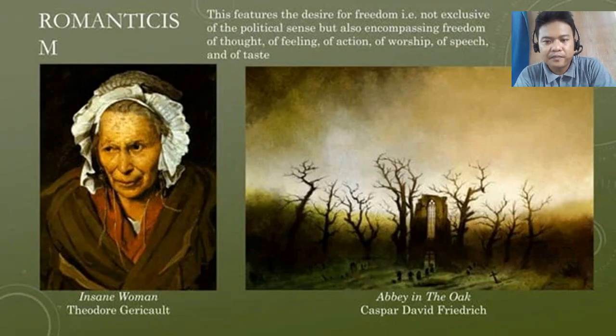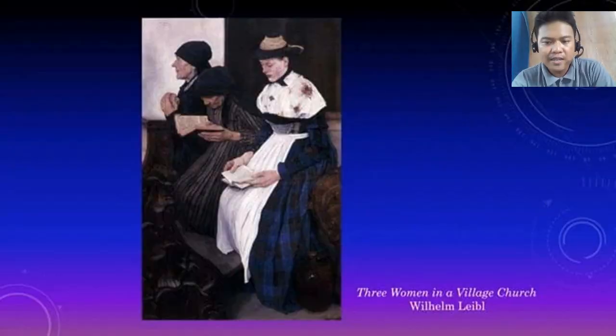Next is Romanticism. Okay, so this features the desire for freedom, not exclusive to the political sense, but also encompassing freedom of thought, of feeling, of action, of worship, of speech, and of taste. So that is under Romanticism. Examples here are The Insane Woman by Théodore Géricault and Abbey in the Oak Forest by Caspar David Friedrich. Another example is Three Women in a Village Church by Wilhelm Leibl. So that is part of Romanticism.